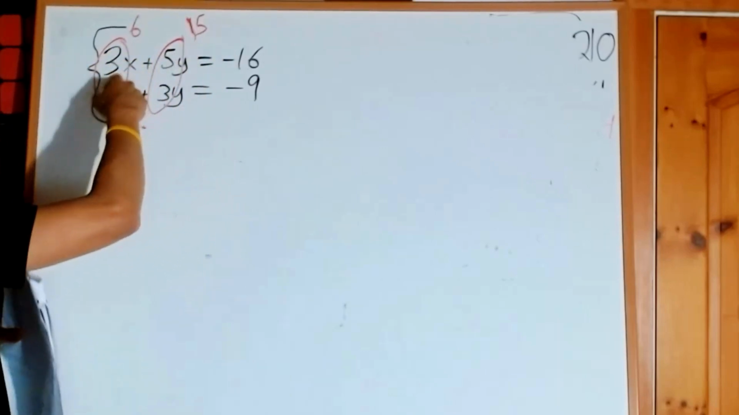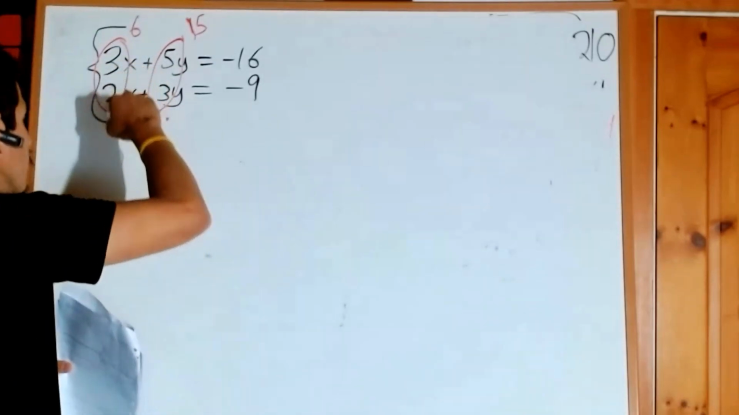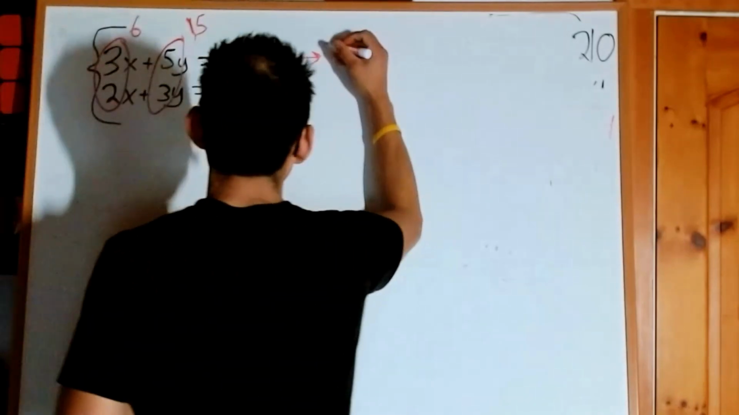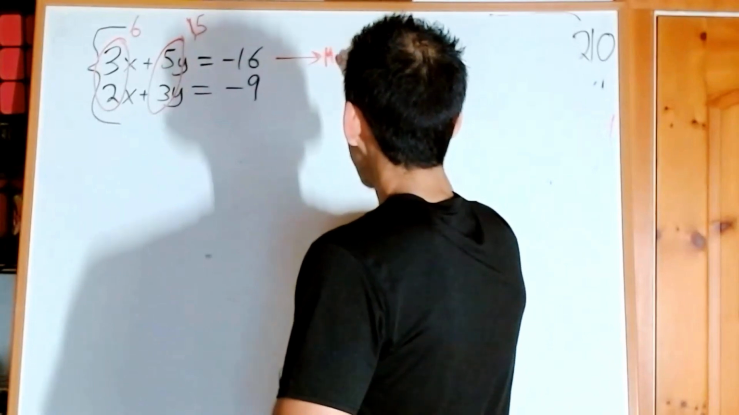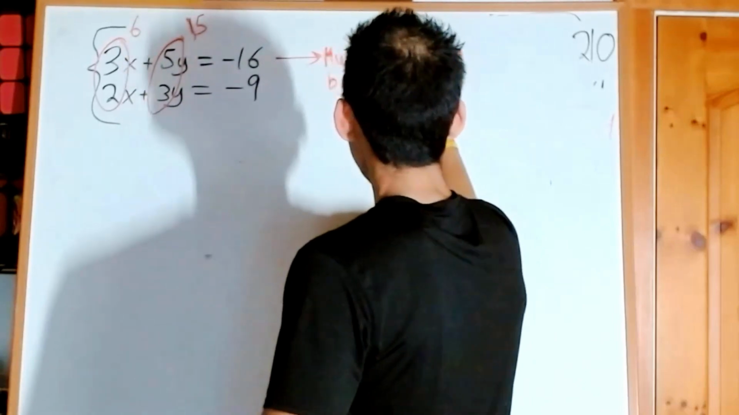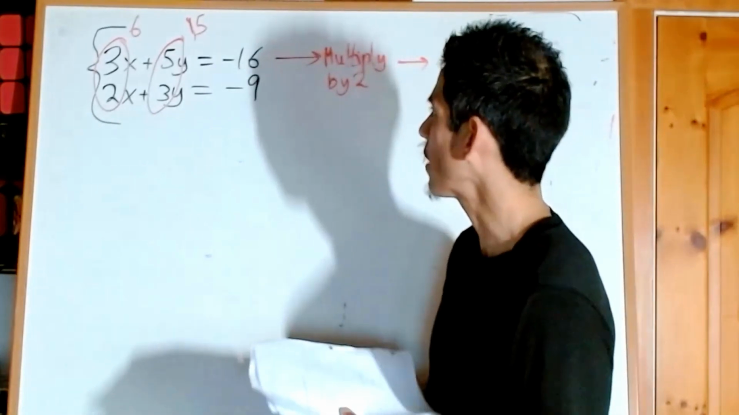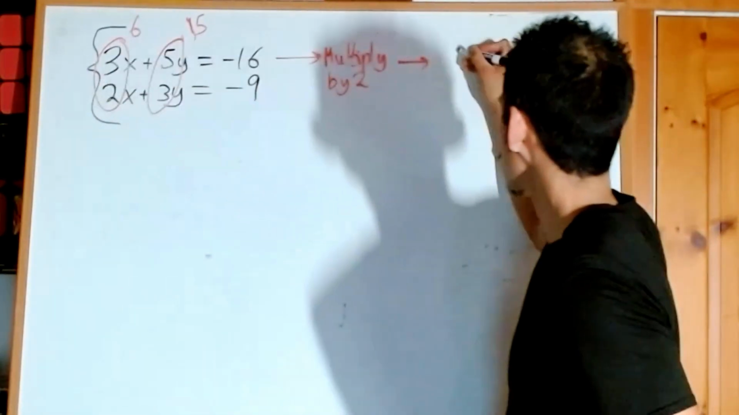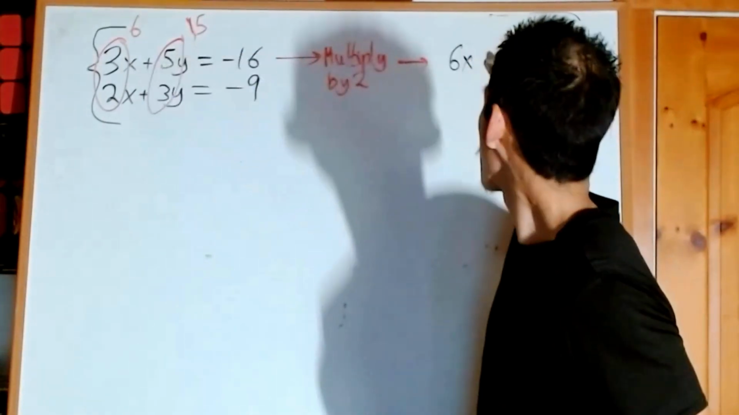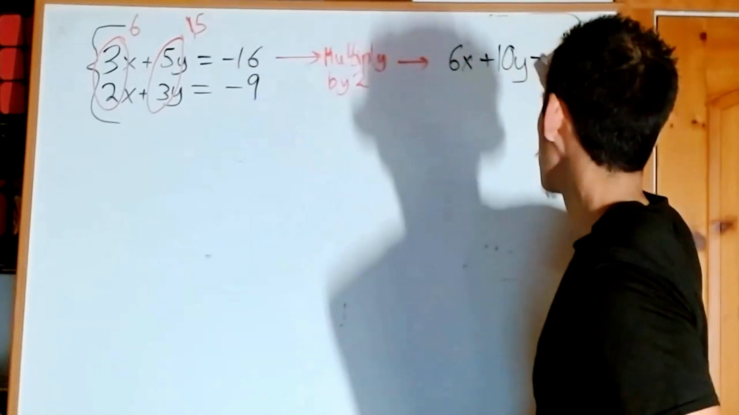The 6 will be easier because it's going to require multiplying by a smaller number. So we're going to change the coefficients of x into 6. To change 3 into 6, we just got to multiply by 2. And we'll have 2 times 3x, which will be 6x. 2 times 5y, 10y. Then 2 times negative 16 will be negative 32.